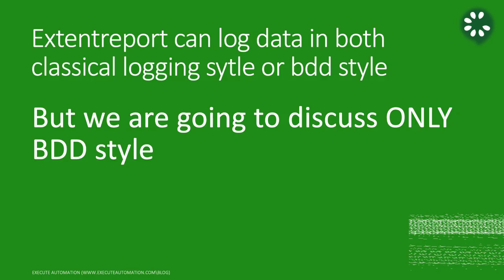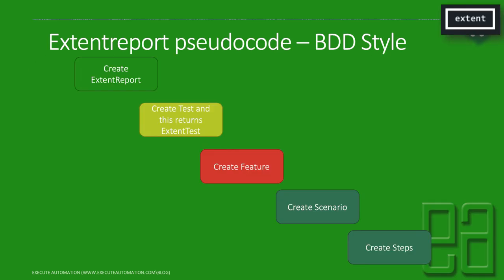So as I said, Extent Report can log data in both classical logging style or the BDD style, but we are going to be only discussing the BDD styled version of it. The Extent pseudocode of the BDD style is going to be looking something like this. We are going to be creating an Extent Report class, and then within this Extent Report, we are going to be creating a test, and then it is going to return an Extent Test variable out from it.